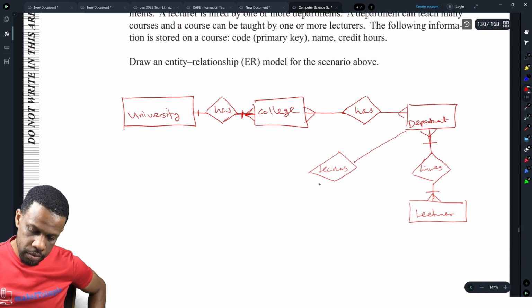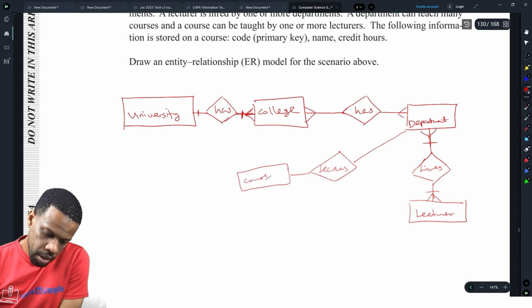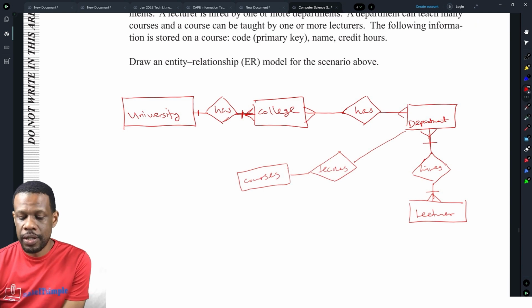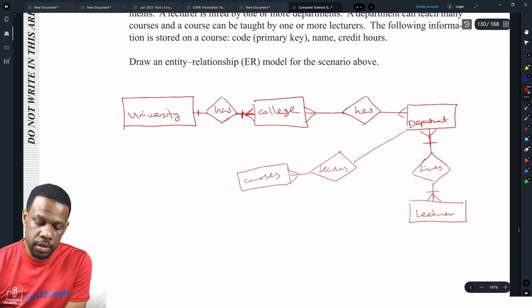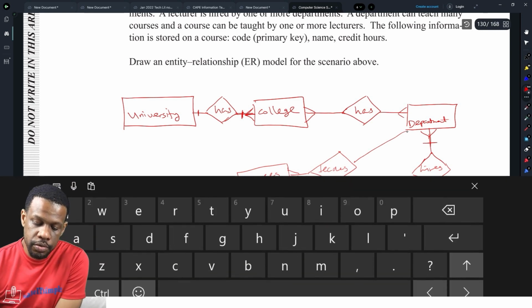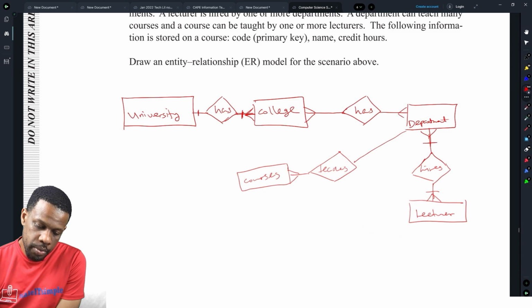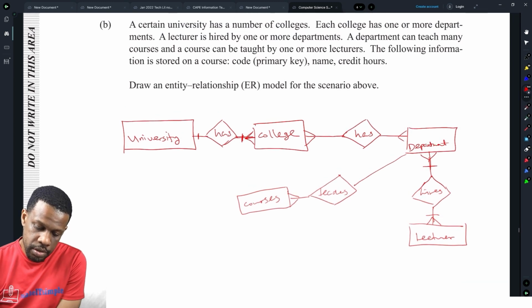A department. One department teaches many courses. A department teaches many courses. Should it be many departments teach many courses? No, one department teaches many courses. I should put one or many there too. And a department can teach many courses, and a course can be taught by one or more lecturers.